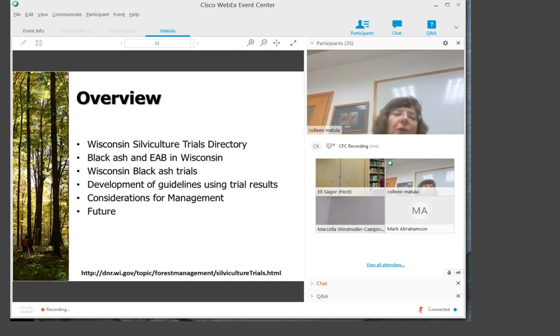I have an overview, first talking about our silviculture trials directory, then going into a slide that depicts the EAB in Wisconsin, the black ash cover type as well, looking at some of the black ash trials and how they're helping us develop guidelines by learning from the trial results and considerations for management. So that's what I'm going to be talking about today.